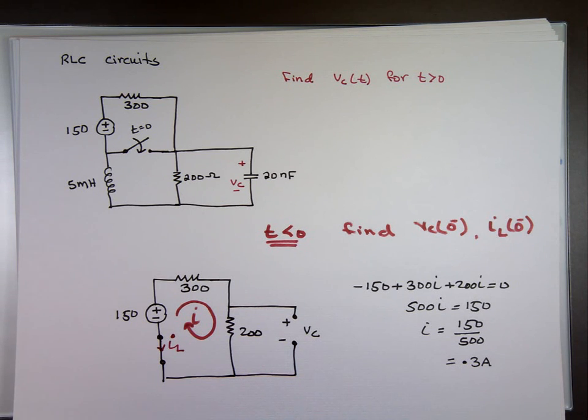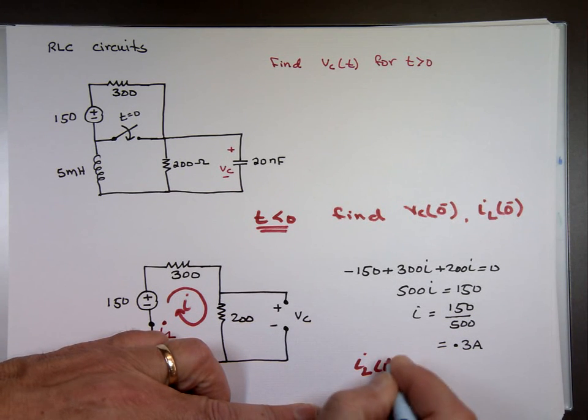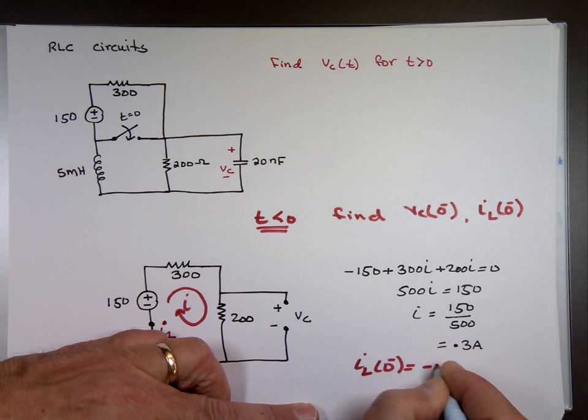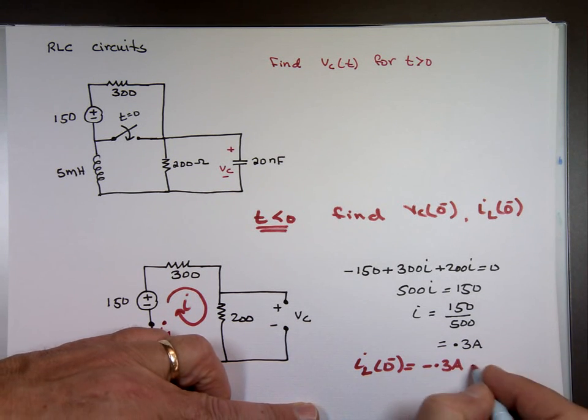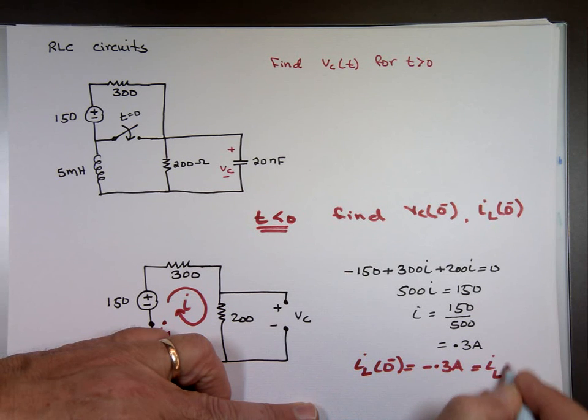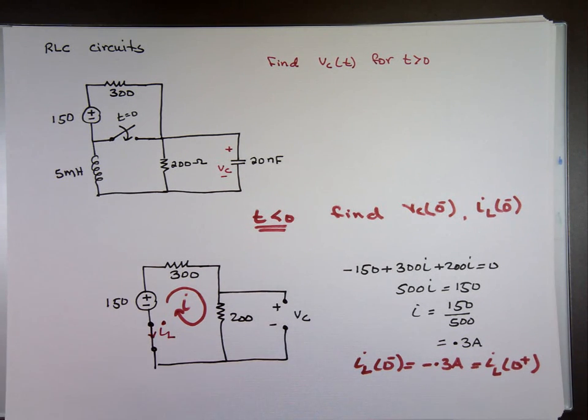So that means I sub L, we said we need to find the current. So I sub L is going to be what at 0 minus? It's negative 0.3 amps, which is the same as I sub L at 0 plus. Remember, the current through the inductor does not change in 0 time. I'm going to need that one.